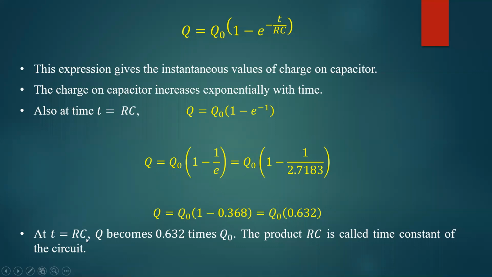Okay, so at T equal to RC, charge on the capacitor becomes 0.632 times the maximum charge. Otherwise, it attains 63% of the maximum charge. Suppose maximum charge is, let us take 100 coulomb, then at T is equal to R into C, the charge will be 63.2 coulomb. And 63% of the charging is done at T is equal to R into C. And this product R into C is called the time constant of the circuit. Okay, so this is very important.